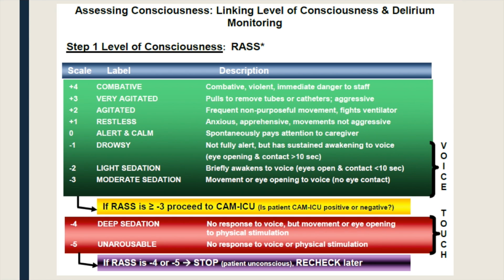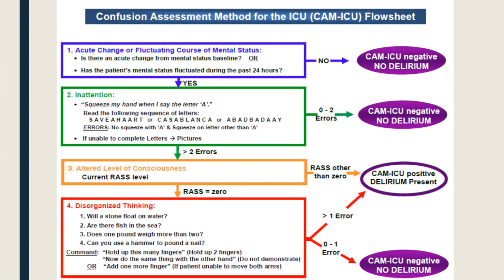Once you've determined that your patient is testable and has a RASS of greater than or equal to -3, you move on to assess content of consciousness. To assess content of consciousness, you must follow the CAM-ICU algorithm. Start with feature 1. Has there been an acute change from mental status baseline, or has the patient's mental status fluctuated in the last 24 hours?